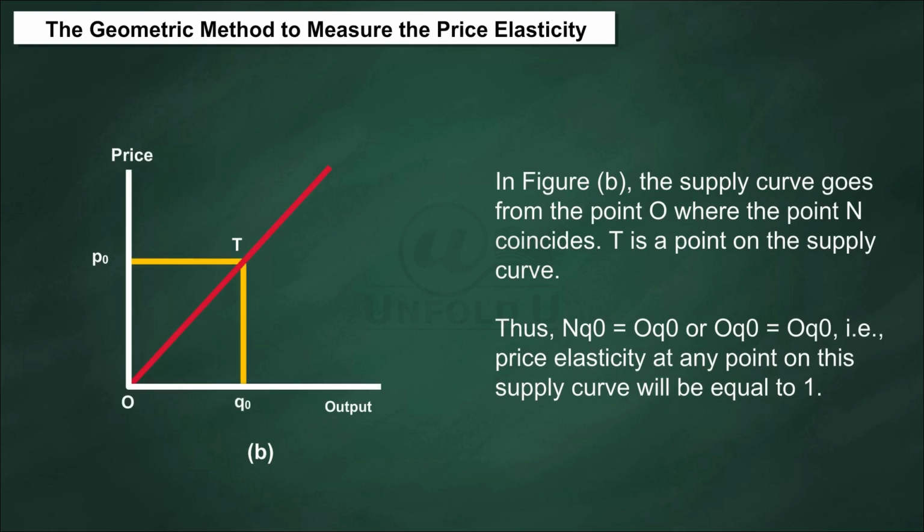In figure B, the supply curve goes from point O, where the point N coincides. T is a point on the supply curve. Thus, NQ0 is equal to OQ0, that is, price elasticity at any point on this supply curve will be equal to 1.